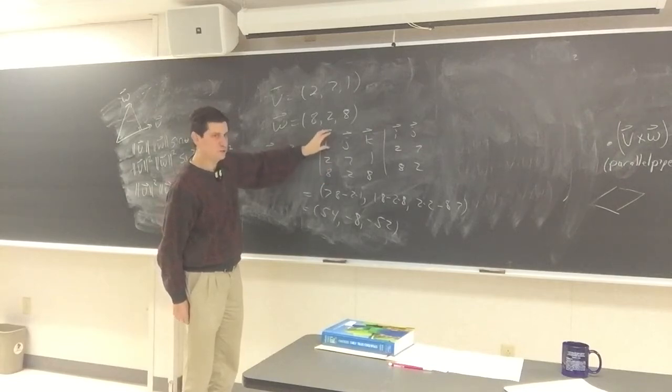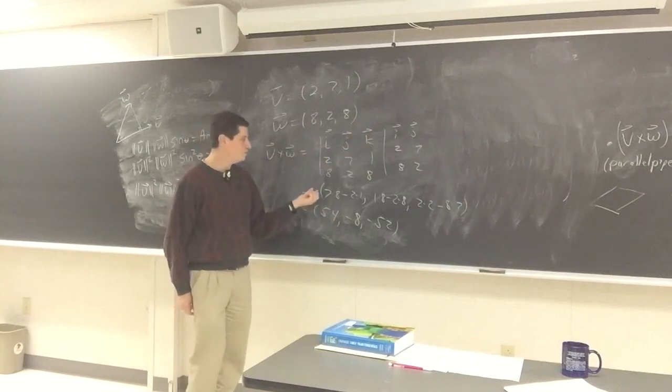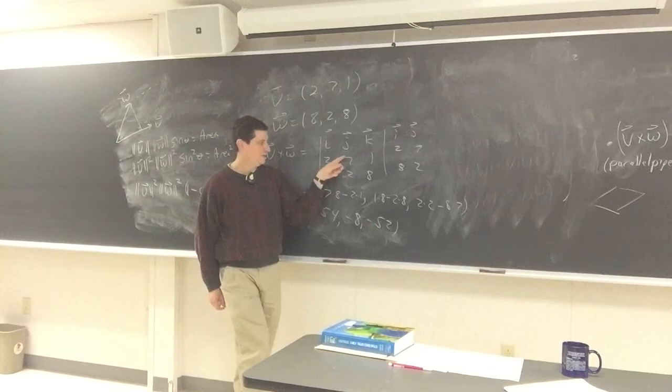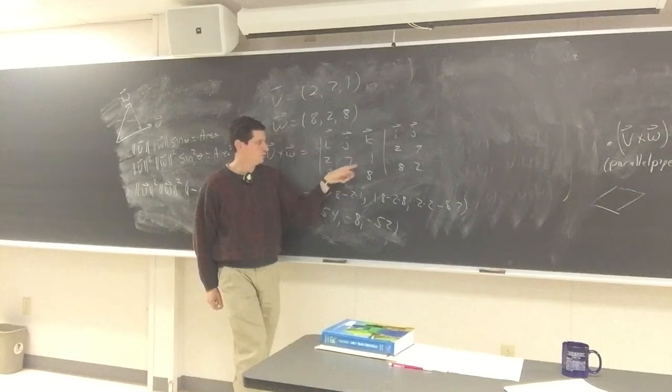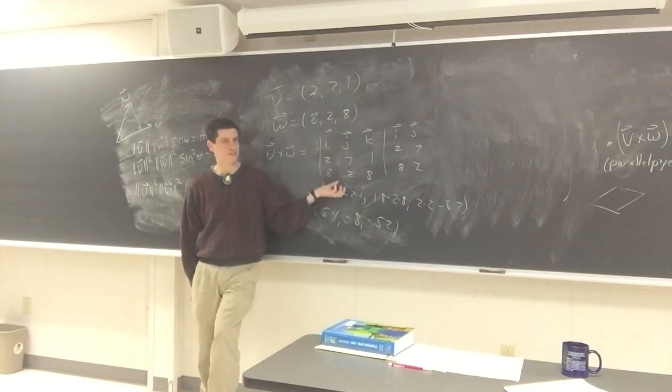So you can view this as a placeholder, saying that the stuff that hits this is supposed to go in the first component, the stuff that hits this into the second component, and the stuff that hits this into the third component. You can also just remember the formula that the first component will be v2w3 minus v3w2. The next component will be v3w1 minus v1w3. And the third component will be v1w2 minus v2w1. You can remember it either way.